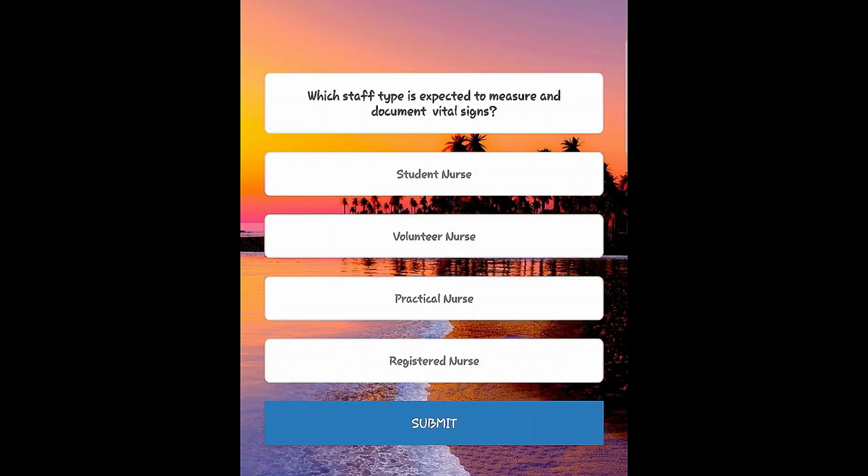So the next question says, which staff type is expected to measure and document vital signs? A, student nurse. B, volunteer nurse. C, practical nurse. D, registered nurse. Our answer should be registered nurse.